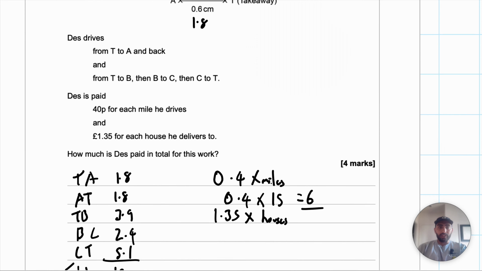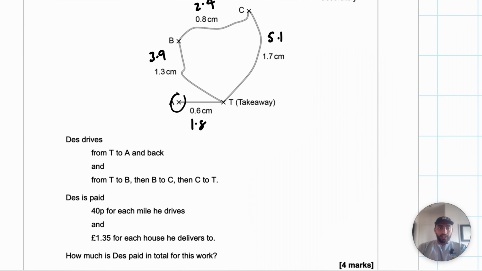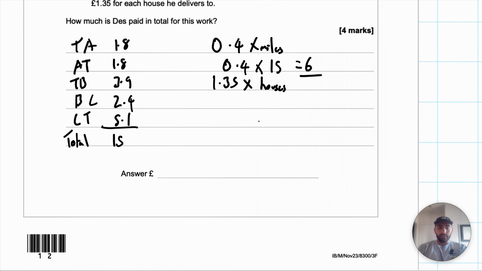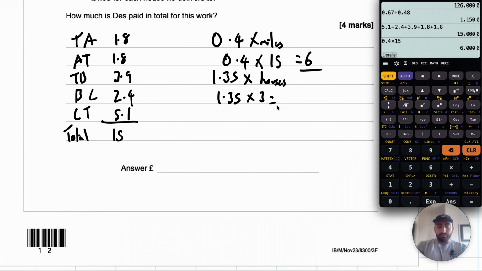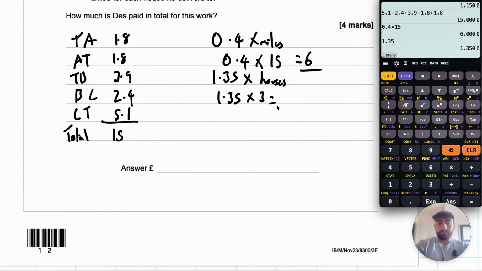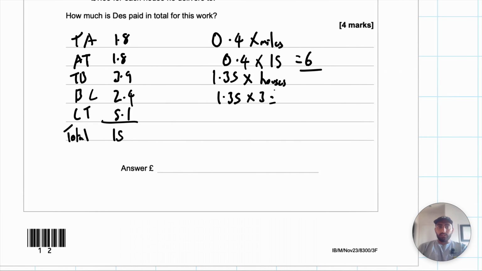and we need to figure out how many houses that he's visiting. So really he's only going to house A, house B, and house C. So there's 3 houses. So it's 1.35 multiplied by 3, which is 4.05. All we need to do now is just add up these two numbers, 6 and 4.05.